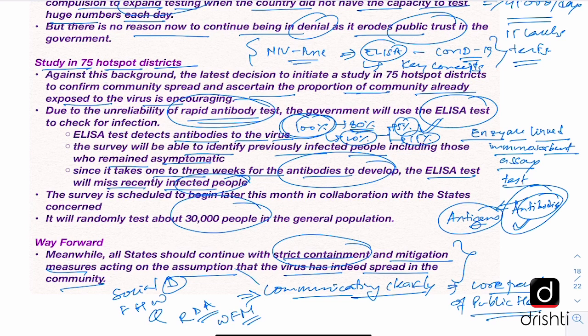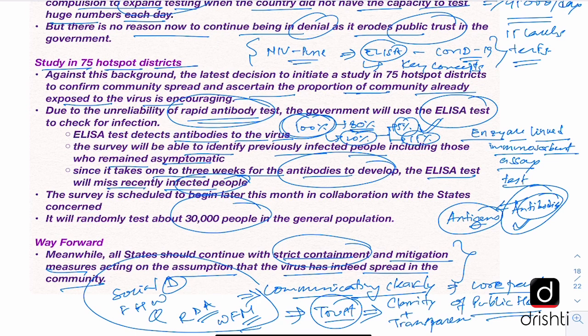So all these things are possible only when the citizens trust the government, and for trusting the government, clarity in communication plus transparency in communication is highly needed. So the government has to make sure that the communication is very clear and transparent with the citizens as far as containment strategy is concerned. So this was all in the key points. Now let us look at the key concepts.